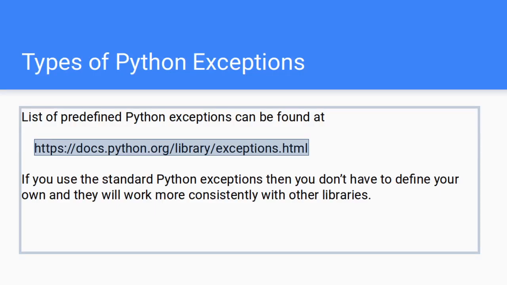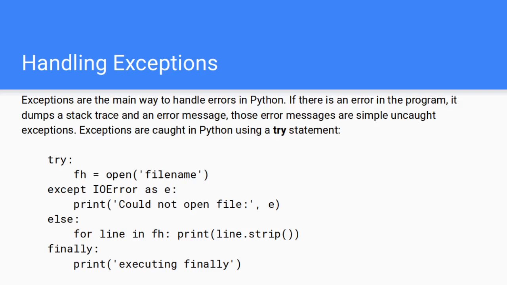So it's good to work with Python standard ones because other programmers will recognize what you're doing easier, and it's easier to integrate with other libraries, and also you won't have to write them. But like we said, you can create your own. So exceptions are the main way to handle errors in Python. If there is an error in a program, it dumps a stack trace and an error message, and those error messages are simple uncaught exceptions.